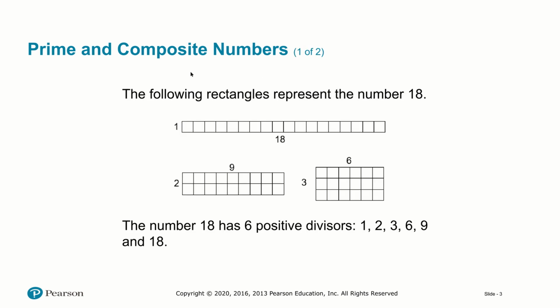Here we have a visual representation of the number 18 in three different ways. So here we can see 1 times 18, 2 times 9, and 3 times 6 as possible factorizations for the number 18. And the positive divisors of 18 would be 1, 2, 3, 6, 9, and of course 18 itself. The 1 and the 18 are the trivial factors for any number. Itself and 1 are always going to be factors. These other ones are the non-trivial factors.